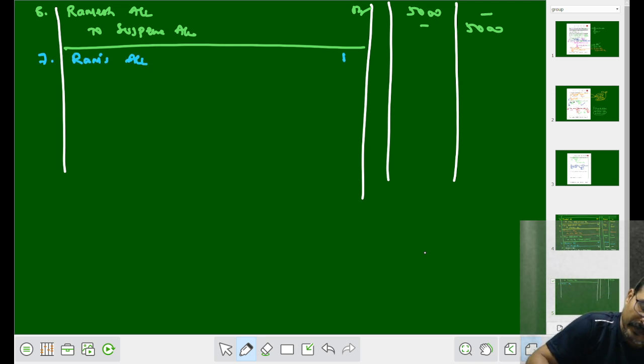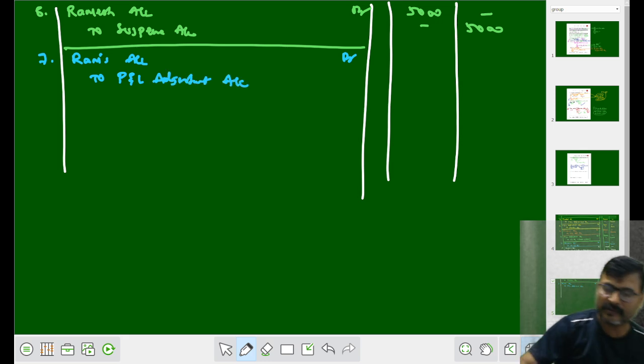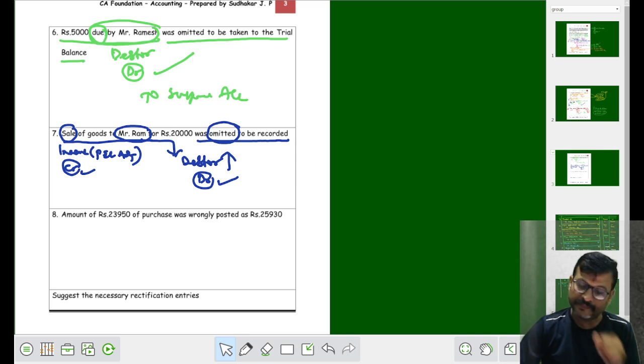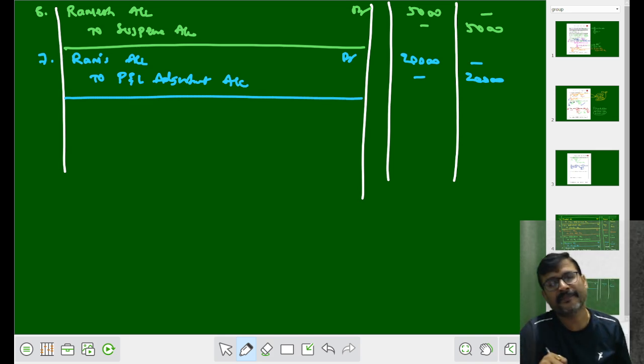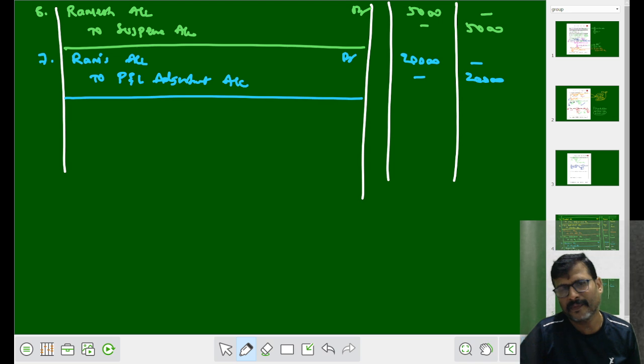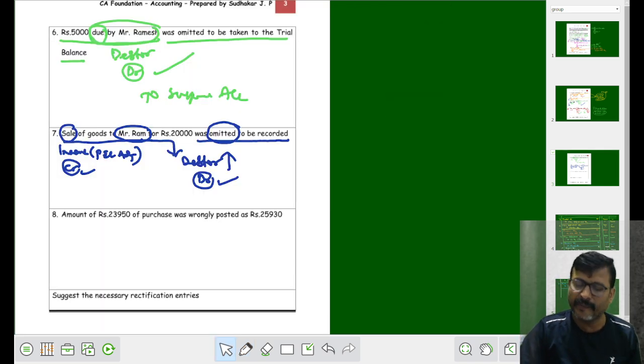Ram's account debit to P&L adjustment account, 20,000. Am I right, my dear students? Being goods sold to Ram is now being recorded.